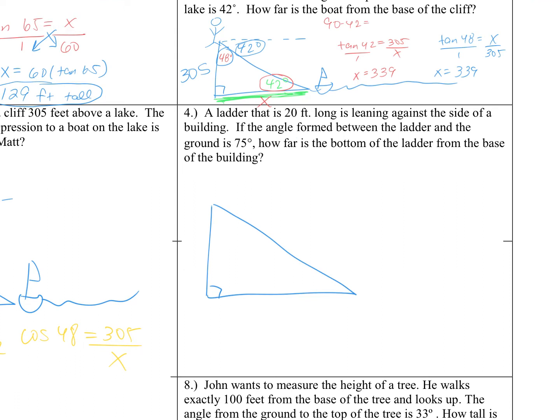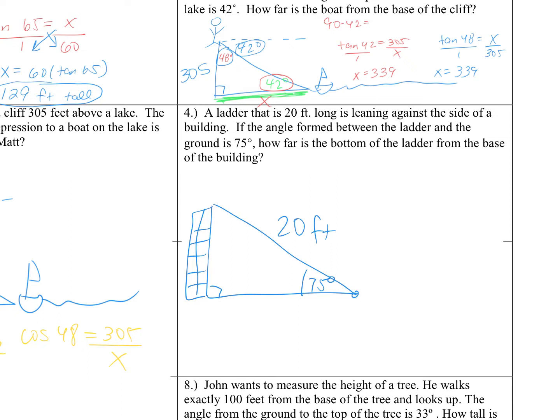A ladder that's 20 feet long is leaning against the side of a building. What did I tell you yesterday about ladders that lean? What is that telling me? The hypotenuse. Good. Very good. If the angle formed between the ladder and the ground is 75, where does that go? Bottom right. Good. How far is the bottom of the ladder from the base of the building?